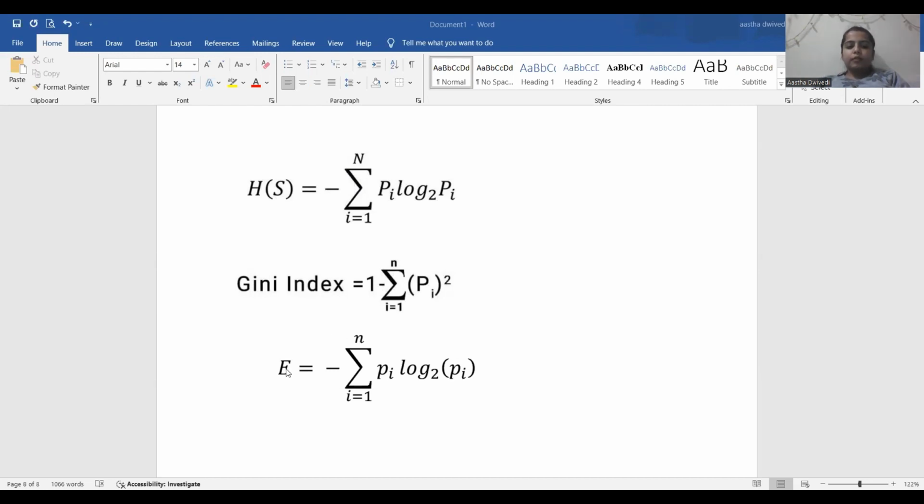And the mathematical expression for reduction in impurity is: E equals minus summation i to n, p of i log base 2 p of i. These both are the same, and it is also called entropy. That's all for this question. Next question.